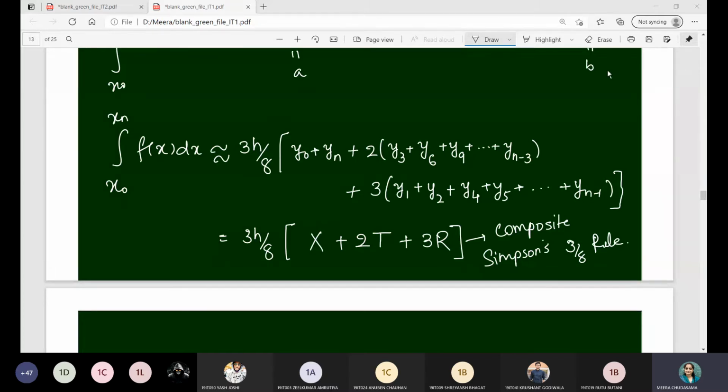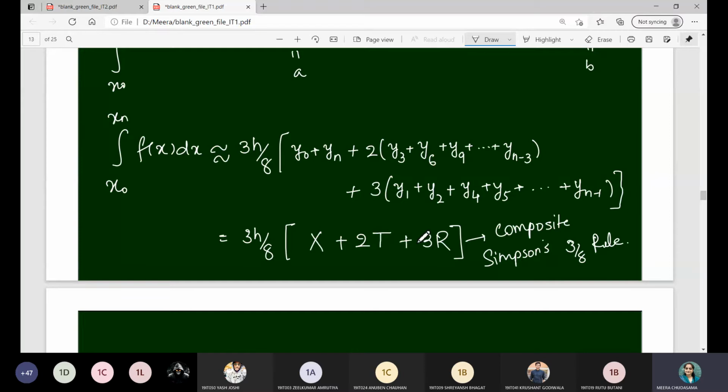Fine. Out of 57, there are only 30 students who have a clear-cut idea about these methods. What the other people are doing, I don't know. They are just virtually present, I think.